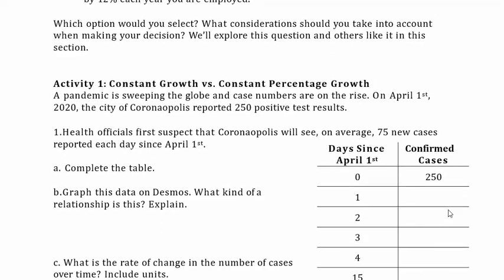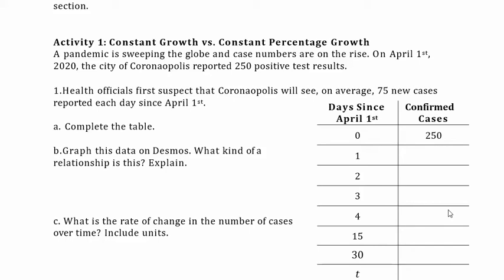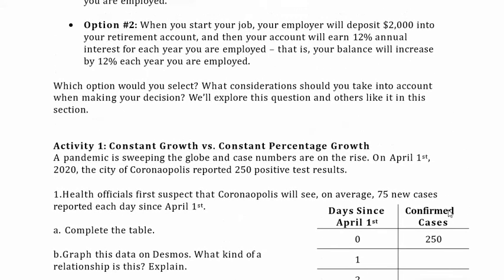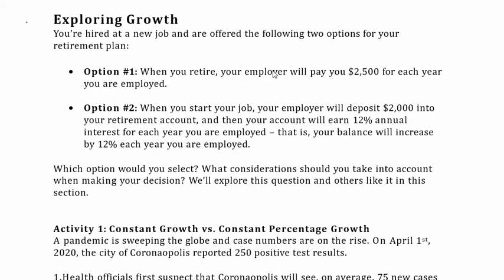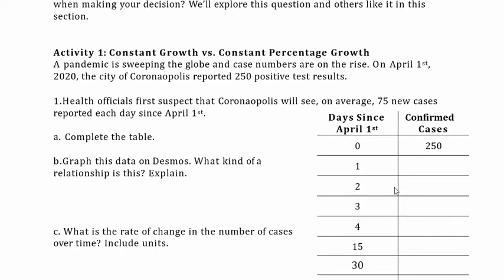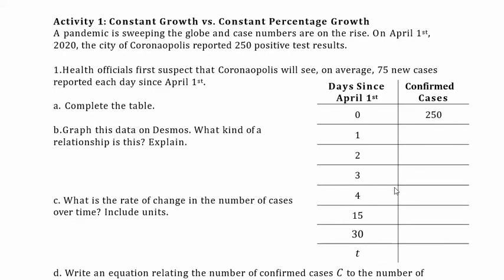So let's look at activity 1. Constant growth versus constant percent growth. Now, if we look at these two options up here, we have these two different kinds of growth, constant growth versus constant percent growth. Option 1 is constant growth of $2,500, whereas option 2 is a constant percentage growth of 12% each year. So we're going to explore that a little bit down here with a timely example.